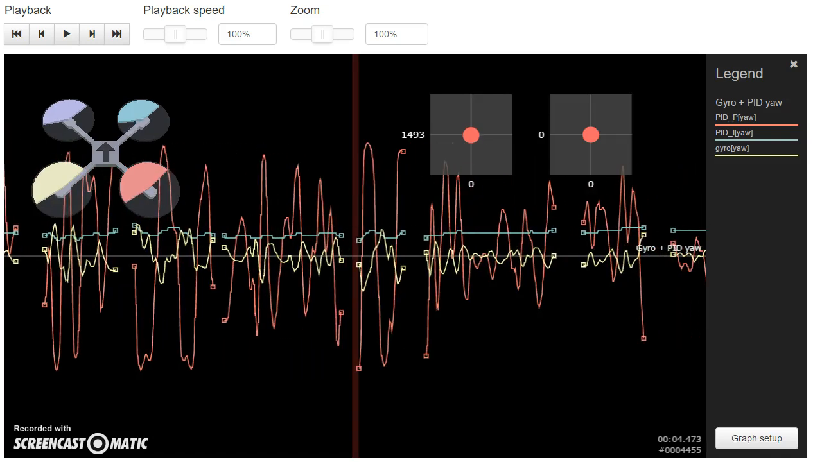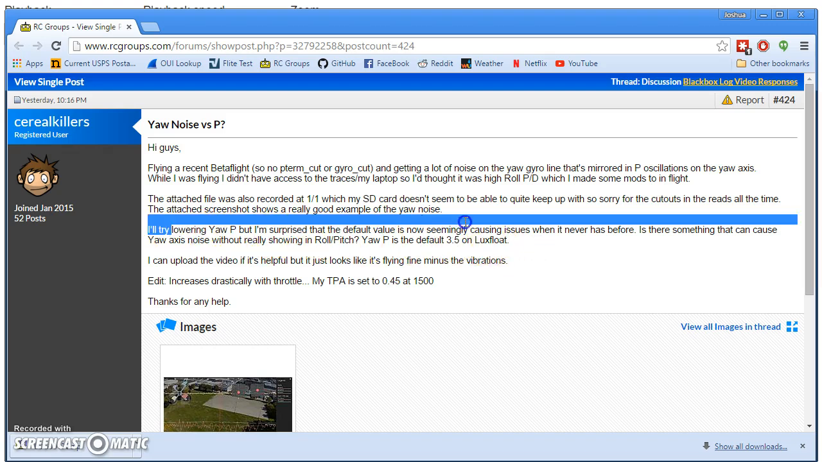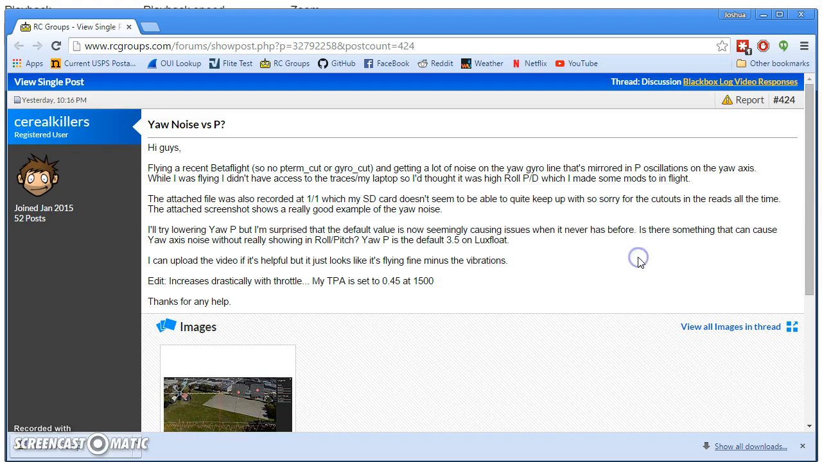But if we go back to your post, you can see you're saying that you've reduced it already. The thing is, you say you're surprised by the default value causing problems, and you've got to set that aside. Given that this is Betaflight, the default values are probably better than some, but at the end of the day, lots of copters are different and circumstances are different.